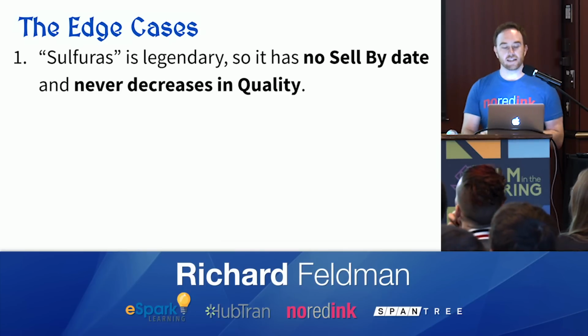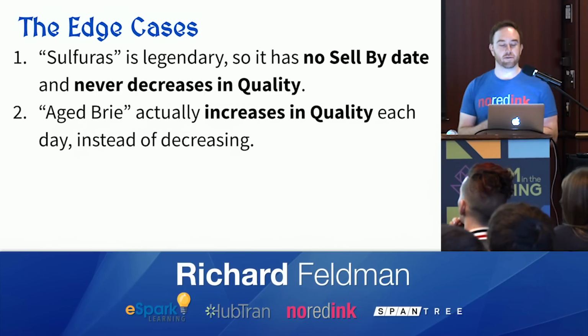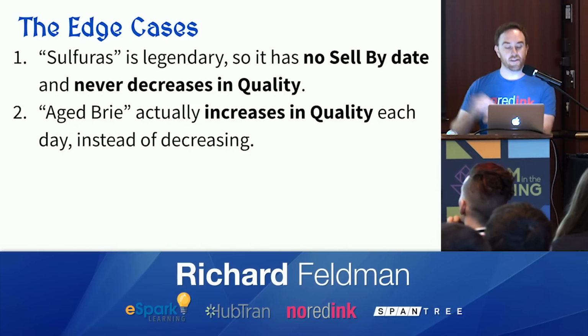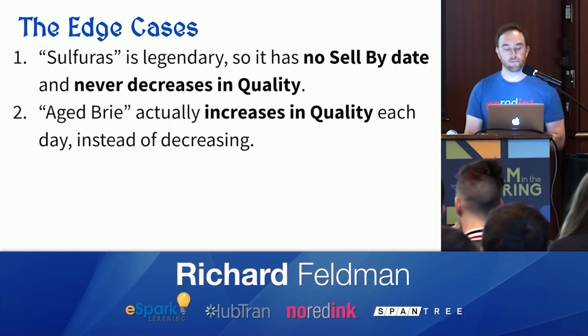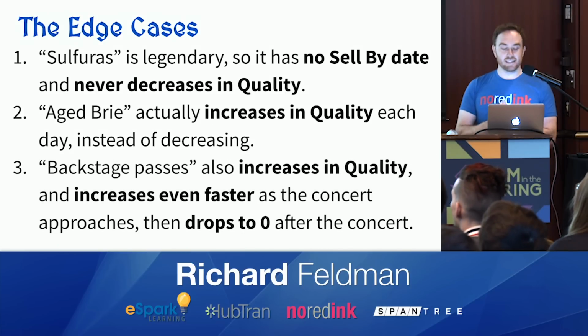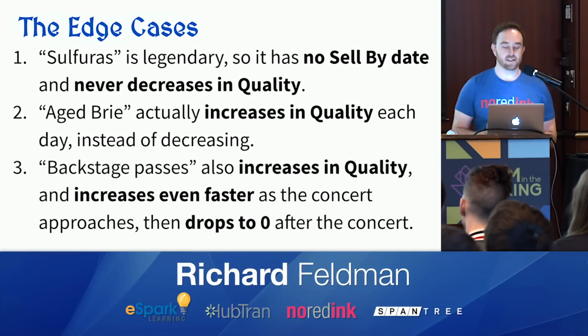Second edge case, aged brie, which is a type of cheese, actually increases in quality each day because it's aging more and more instead of decreasing. So it's actually approaching the maximum of 50 rather than decreasing towards 0. Another edge case.